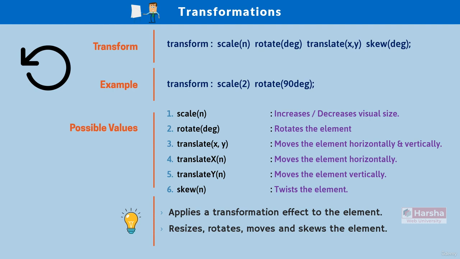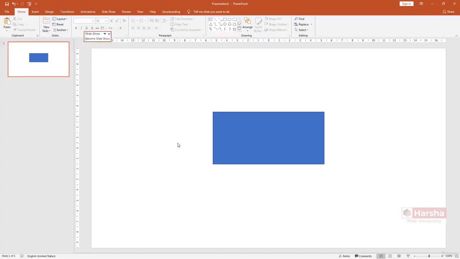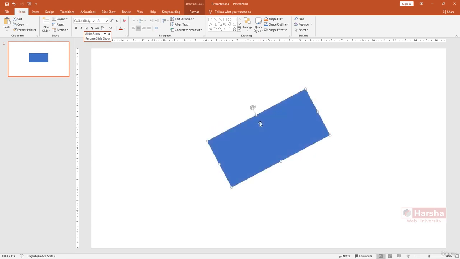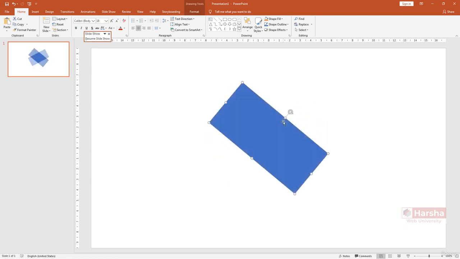And finally, we have skew transformation. Skew transformation will twist the element. Let me demonstrate the transformations visually. For example, this is your element, can be a div tag or span tag or paragraph or whatever it is. Now, when you apply rotate transformation, it will rotate either clockwise or anti-clockwise. If you mention negative value, that will be anti-clockwise. If you mention a positive value, it will be clockwise.